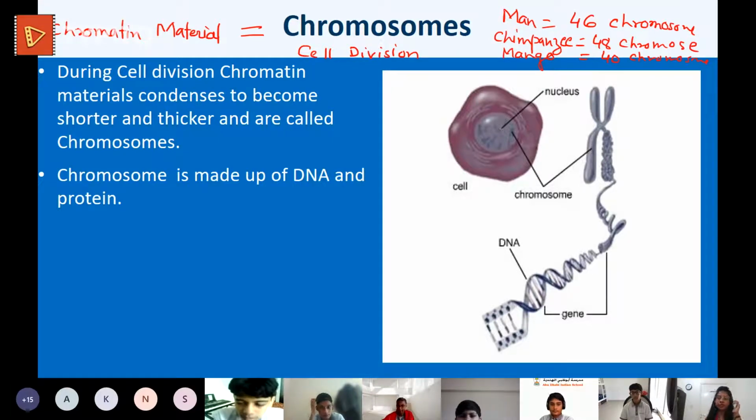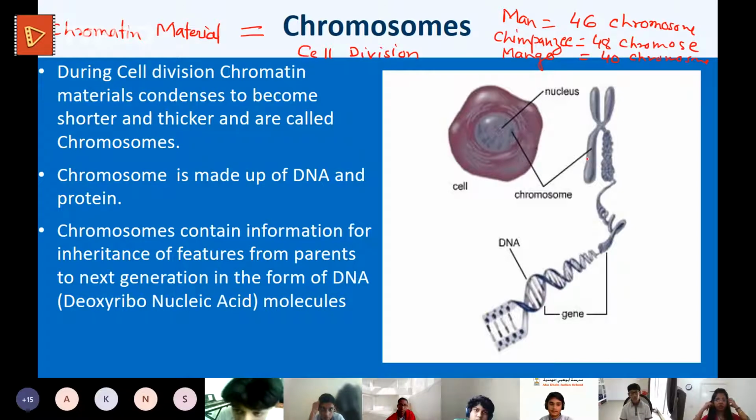Now, what is the chemical nature of the chromosome? Is it lipid, protein, what is it? Ma'am, it is made up mainly of DNA, which is deoxyribonucleic acid, and protein. Exactly. Chromosome is made up of a chemical called DNA, deoxyribonucleic acid. Chromosome is made up of two things. One is DNA.